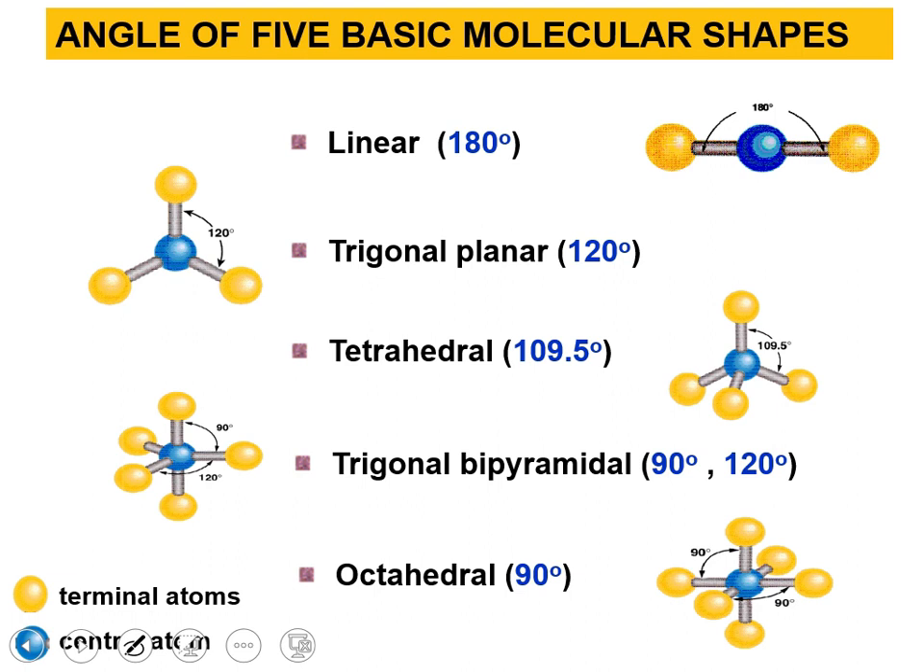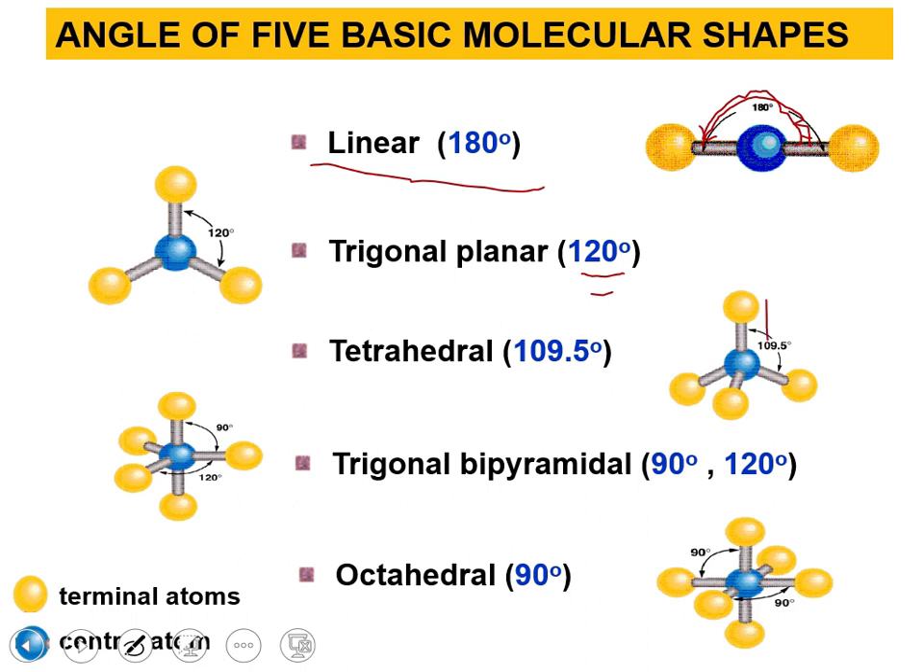The angle of 5 basic molecular shape, you measure from bond to bond. Okay, never measure from atom to atom, measure from bond to bond. Okay, you cannot measure angle from lone pair to bond, or from atom to lone pair. It must be from bond to bond. Okay, so for linear, you will have bond to bond angle 180 degree. For trigonal planar, it's just 360 degree divided by 3, so you get 120 degree.